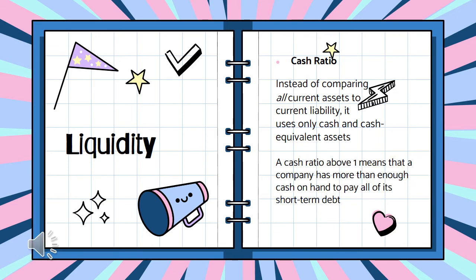A cash ratio above 1 means that a company has more than enough cash on hand to pay all of its short-term debt. This is ideal, but a ratio of 1 or below is not necessarily a red flag. Current liabilities include all debt that is due within 12 months, while the cash ratio looks only at the cash the company has on hand now. Plus, like current ratio, cash ratio will fluctuate quite a bit as revenue comes and goes.